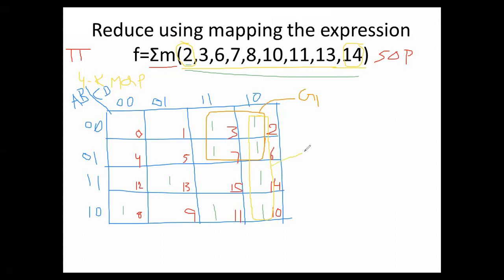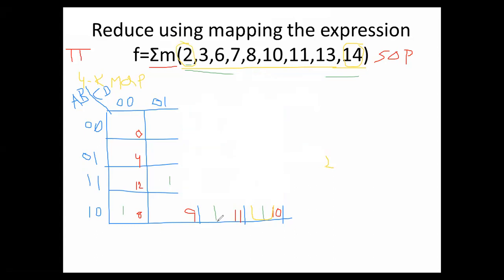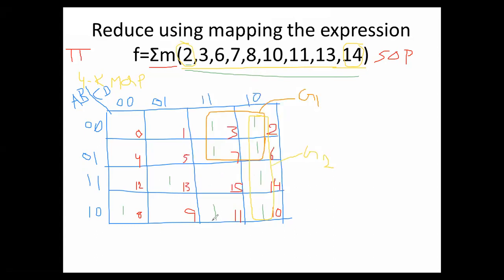So this belongs to group 2. Okay, so next, what about this one? By using this one, is there any quad possibility? This one. Okay, for this one, is there any quad possibility? Yes. Always we are trying to group the maximum number of adjacent ones.